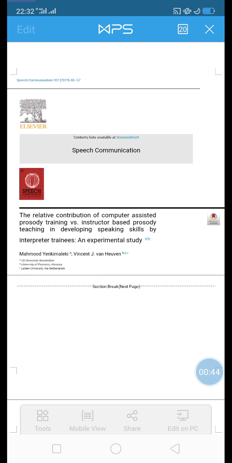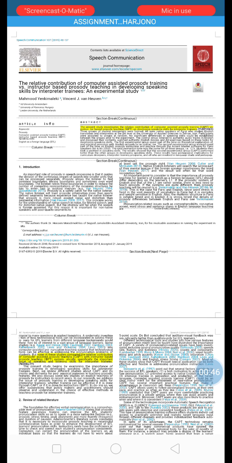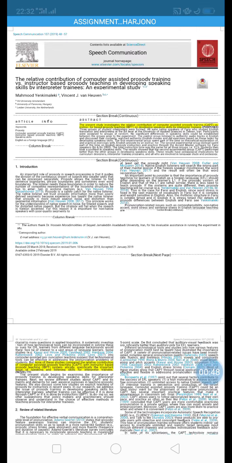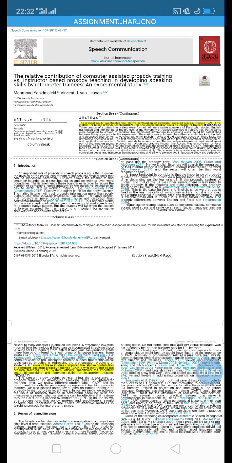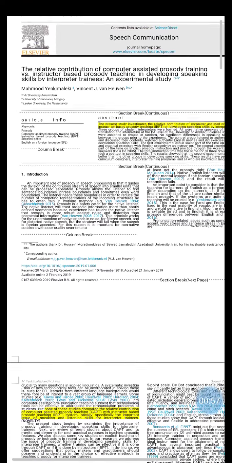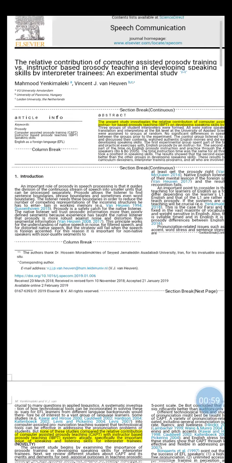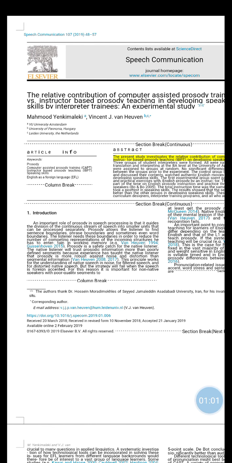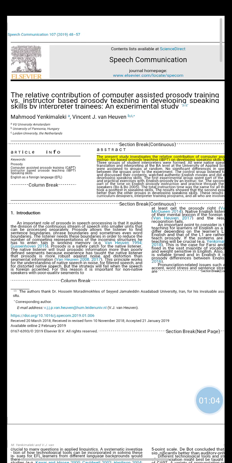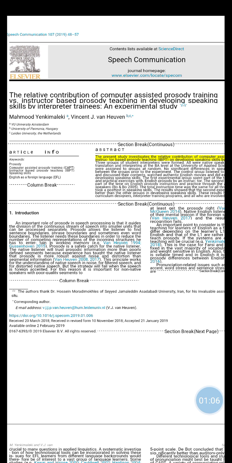The title of this journal is The Relative Contribution of Computer Assisted Procedure Training versus Instructor Based Procedure Teaching in Developing Speaking Skills by Interpreter Trainees, an experimental study. By looking at this title, we could see that it includes experimental study, right? By this clue, we could see what method is used in this research, okay?